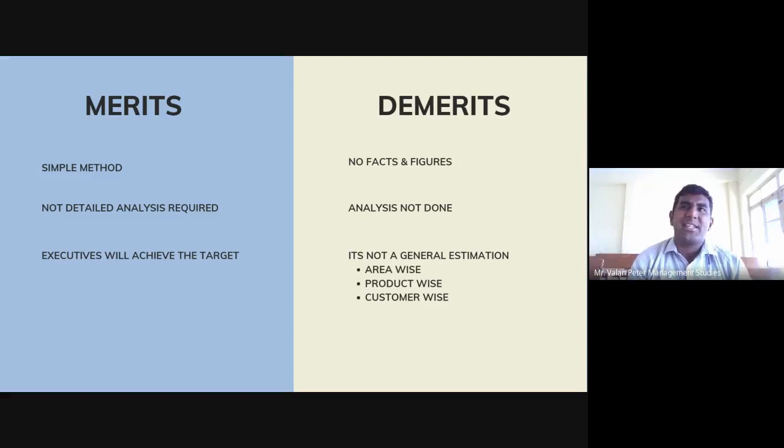Yeah, we will achieve 1 crore rupees next month and 2 crore rupees the month after. Simple, but where are the facts? That is very, very important. When you do sales forecasting, facts and figures are very, very important. Okay, the second demerit is that there is no analysis, no past case study.